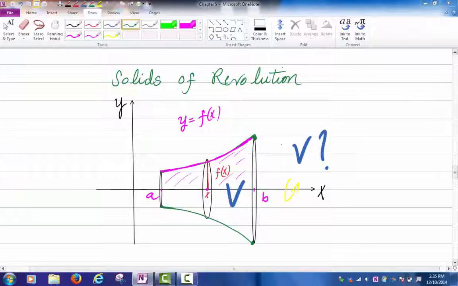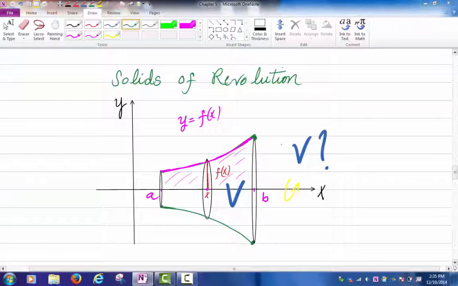Pi r squared. What is r? Not x. f of x, right? f of x is the height, the length of that line segment. So the area of that cross section is pi times f of x squared. And what is the volume?